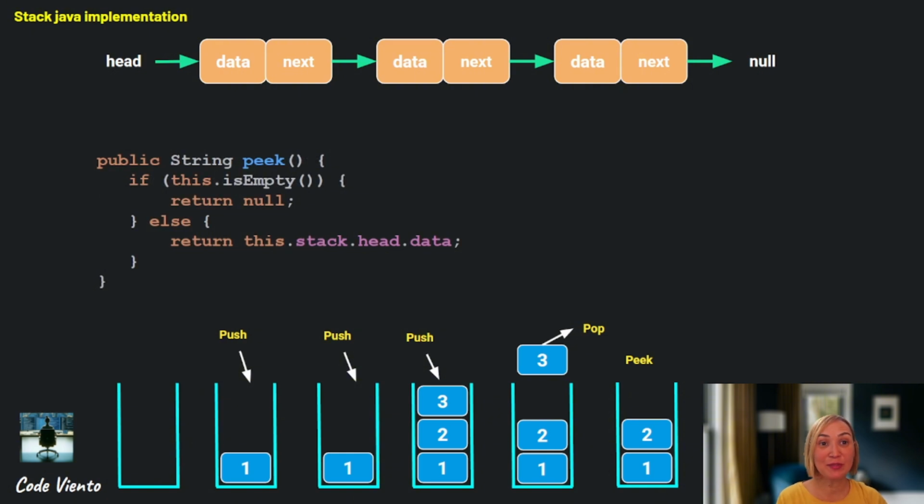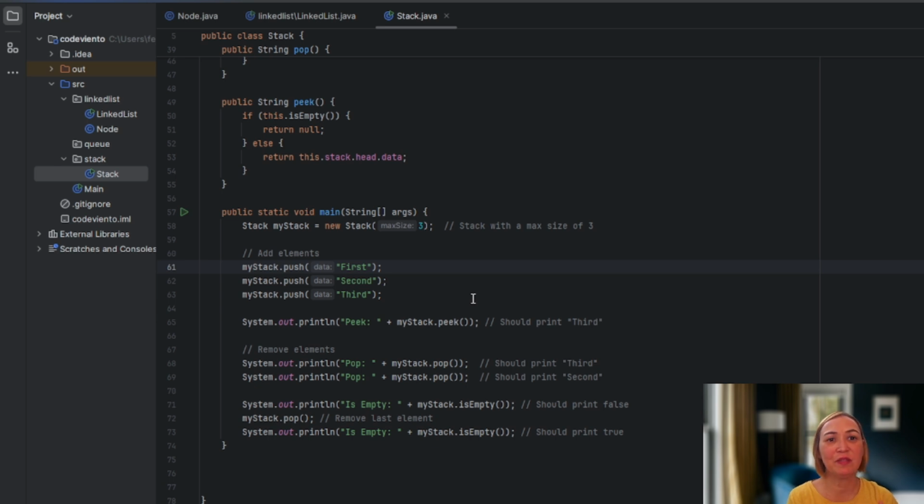Now that we have implemented all the methods, let's test them in the main method. In this example, we will push first, second, then third element. When we peek at the last element, the top of the stack, it should print third. When we pop the first element, it should print third again. When we pop the other element of the stack, it should print second. When we check isEmpty, it should be false. Then pop the last element, it should return first. And the isEmpty method should be true.